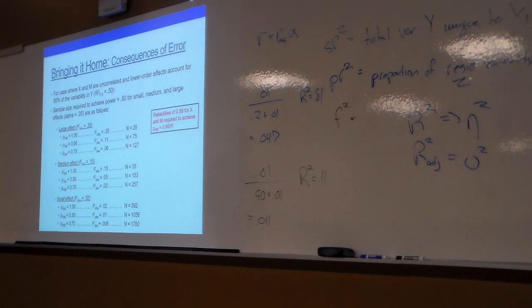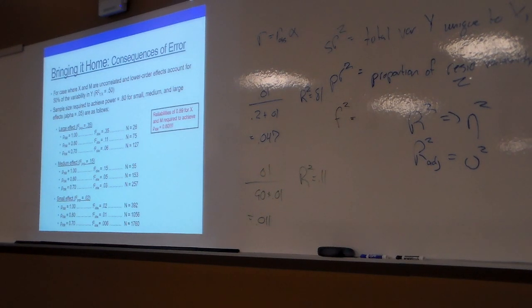If I have 2 variables, and my 2 variables have reliability coefficients of 0.8, excellent reliability, what's the reliability of my interaction term in that situation? What's 0.8 times 0.8? 0.64, right? My interaction is terrible, right?